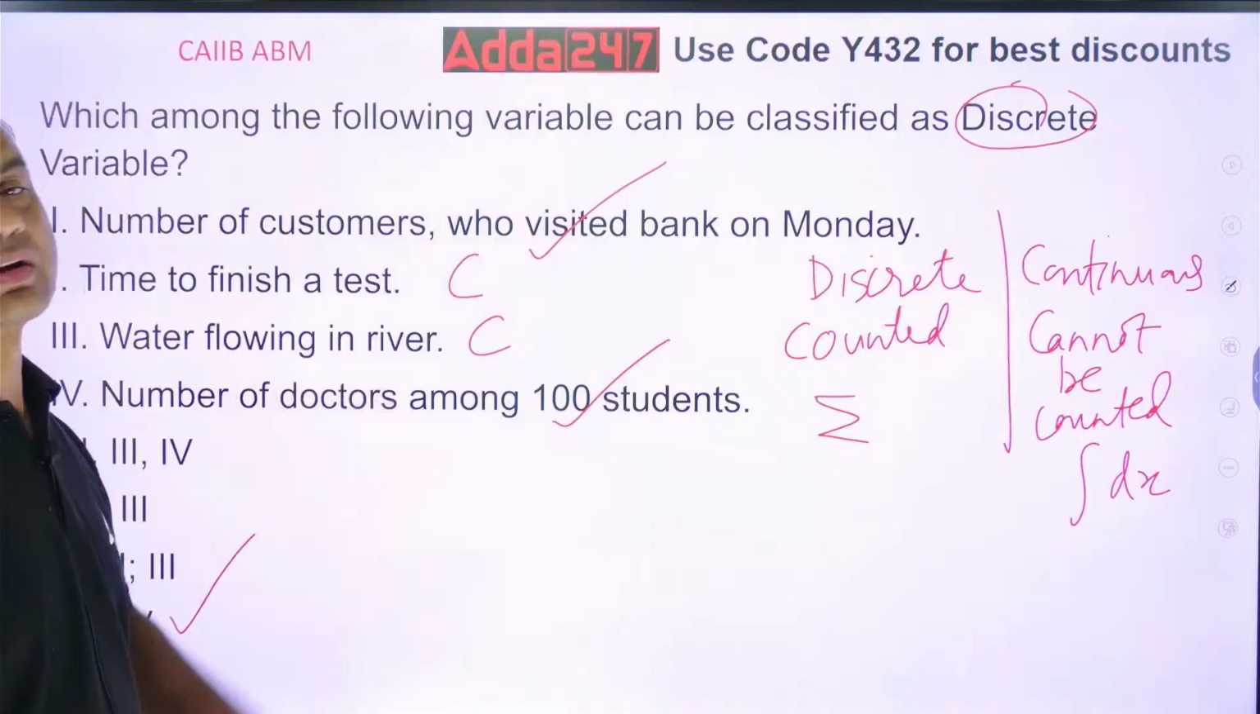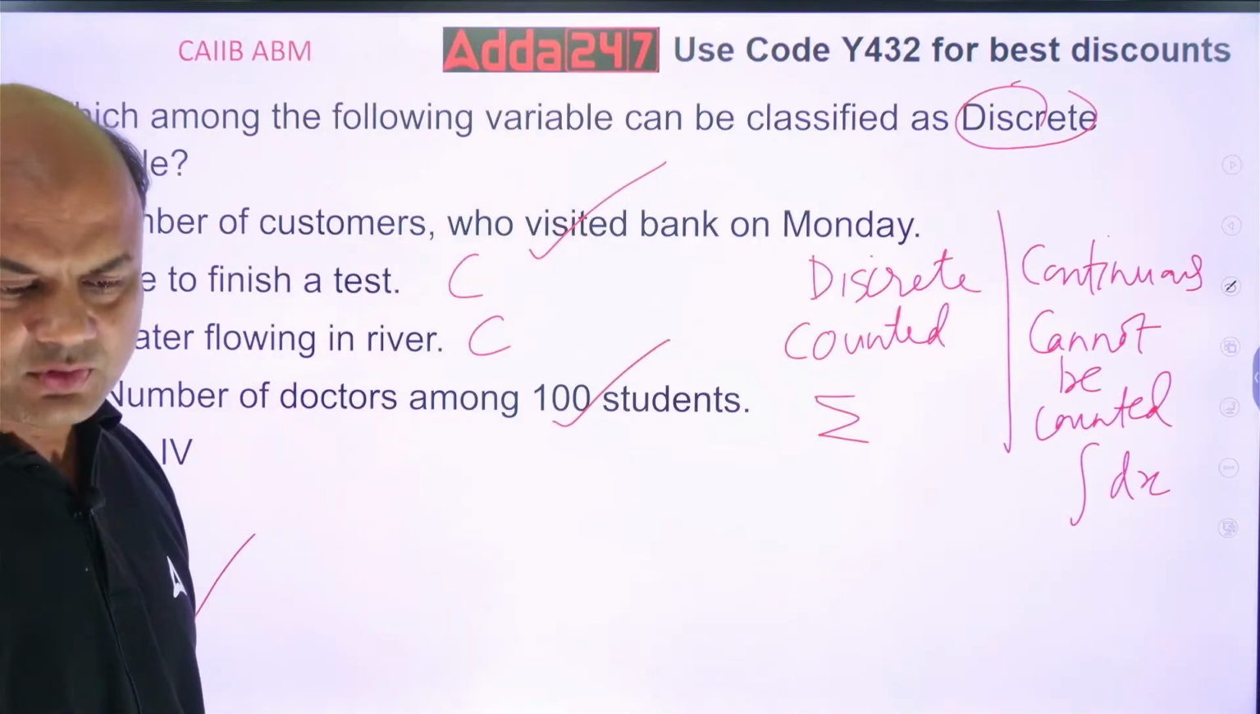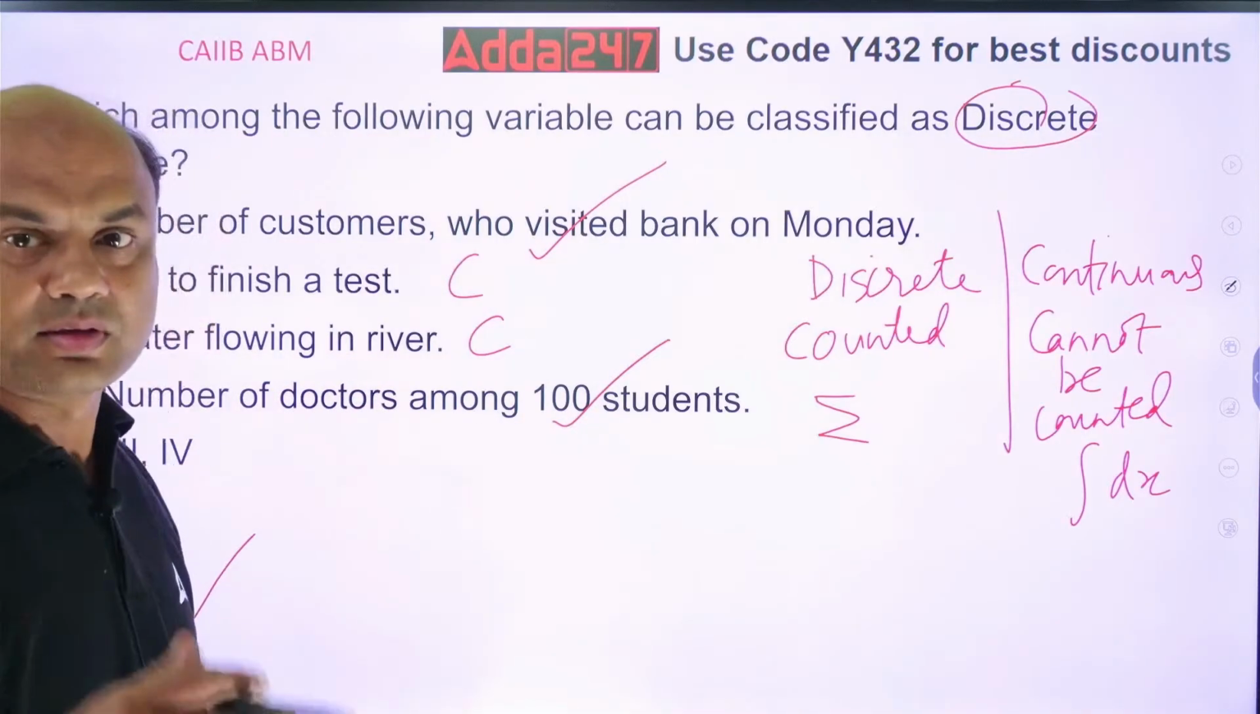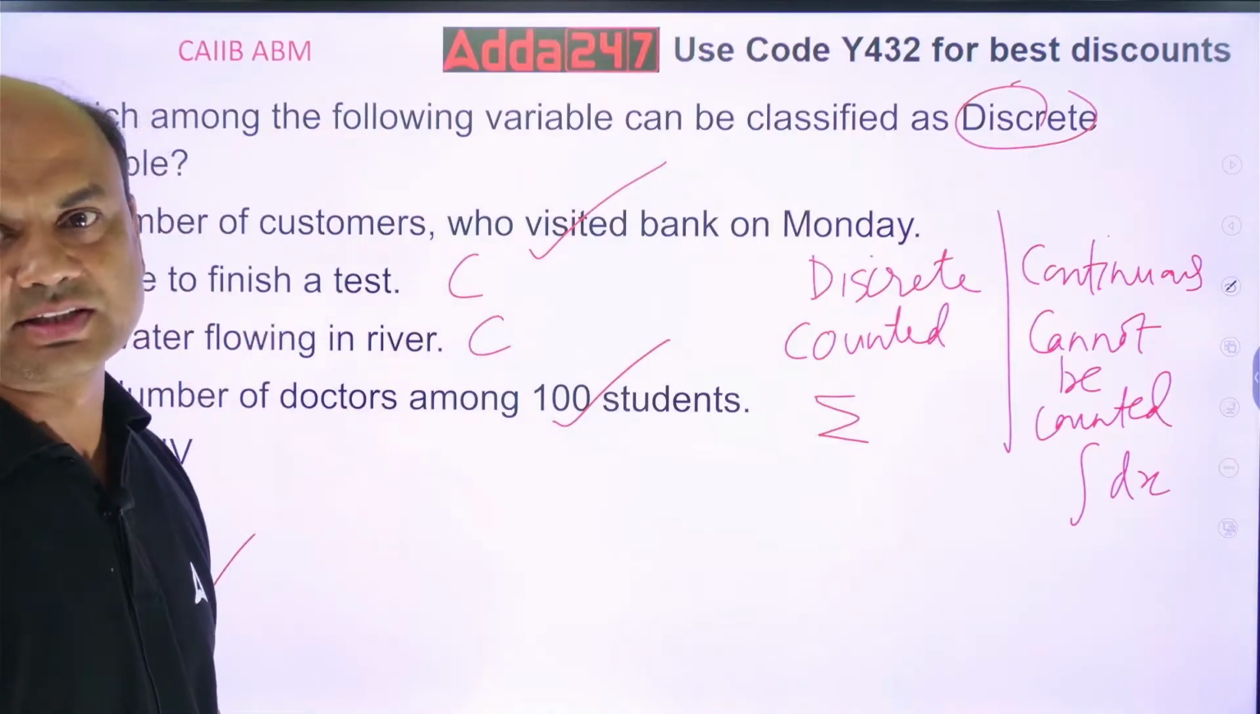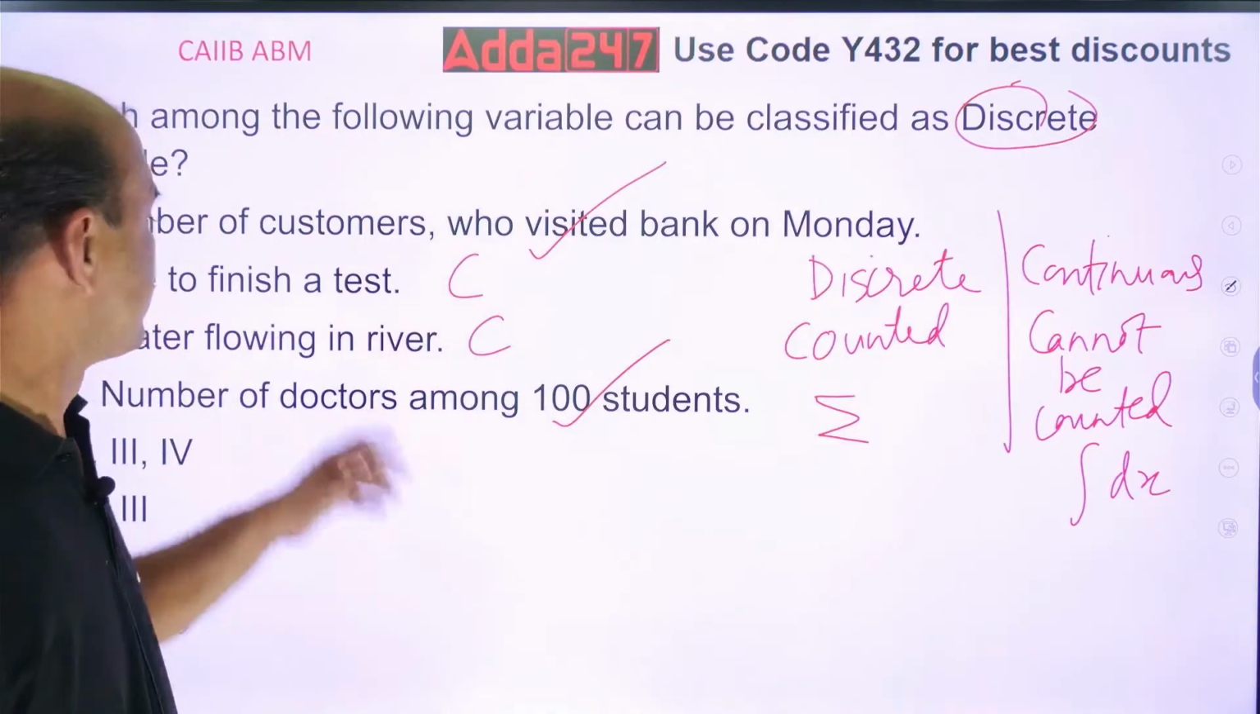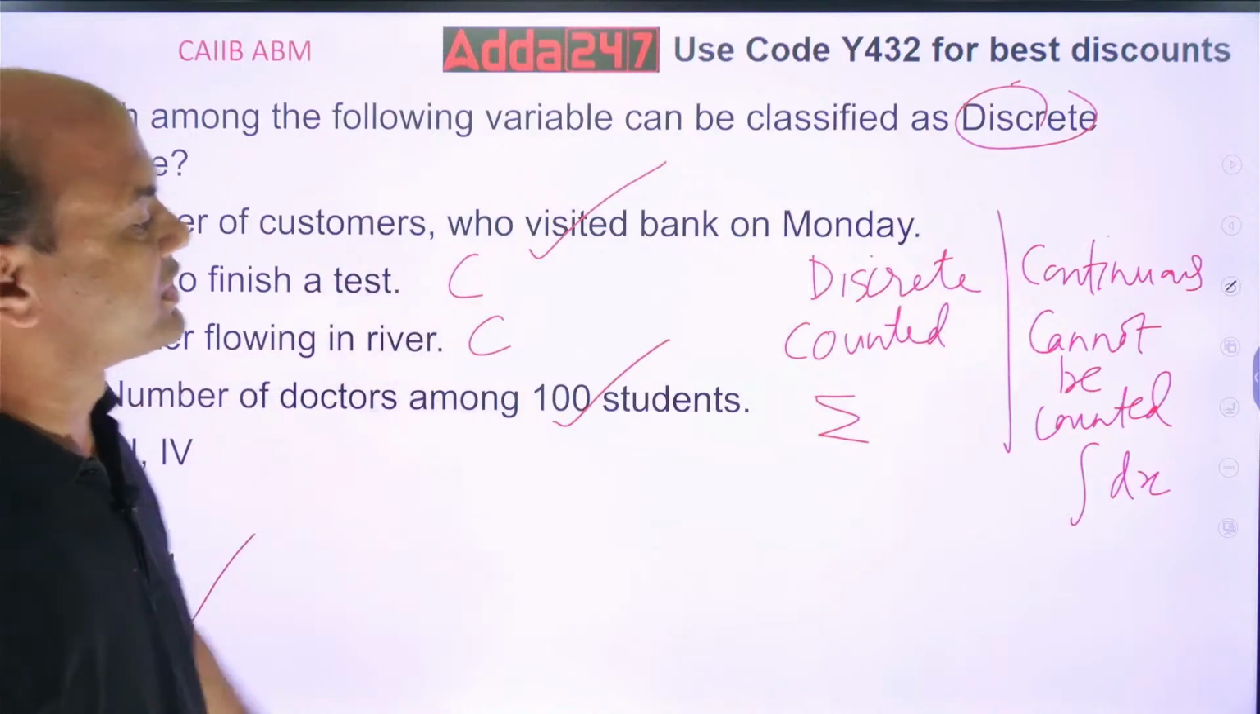Water flowing in the river. How will you measure the water? 1 drop, 2 drop, 3 drop? Liters. A separate instrument is needed. So that's why this is continuous.